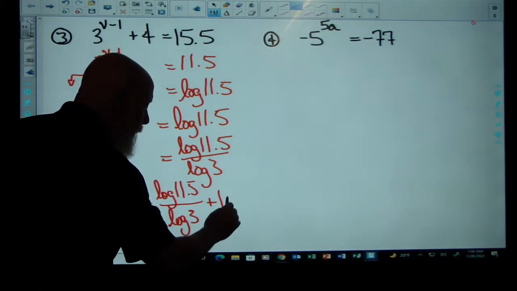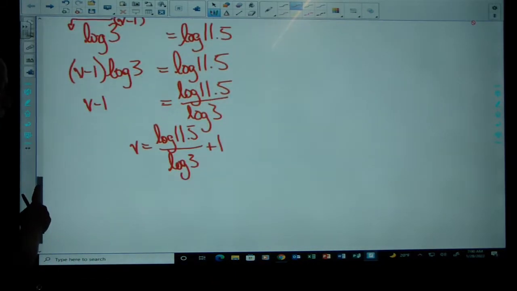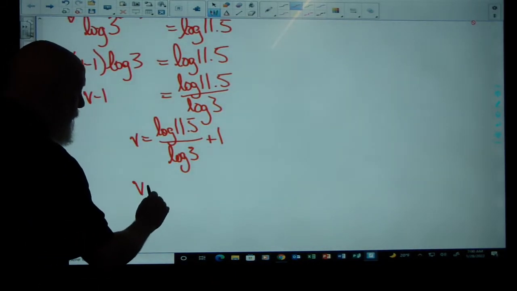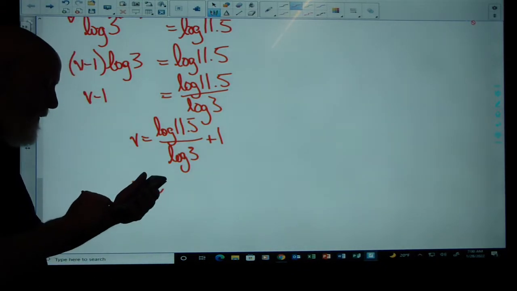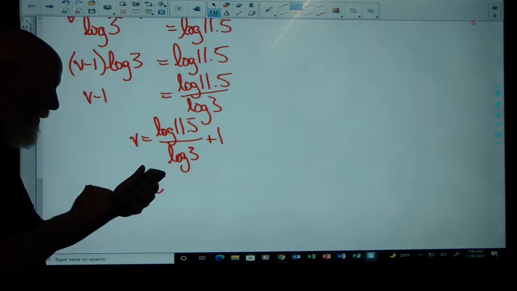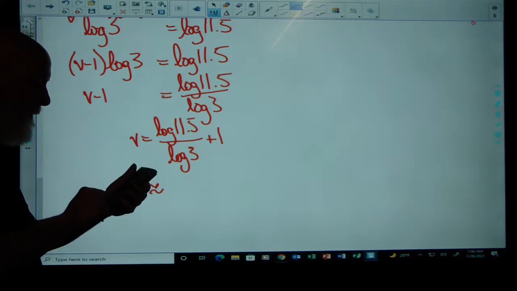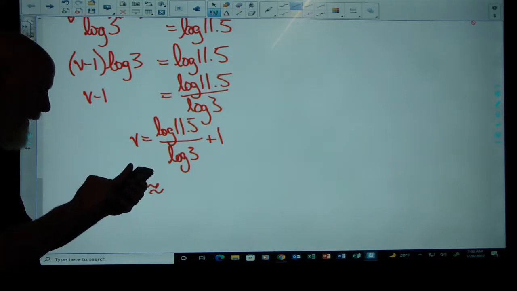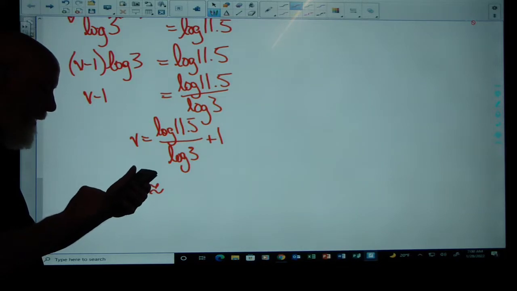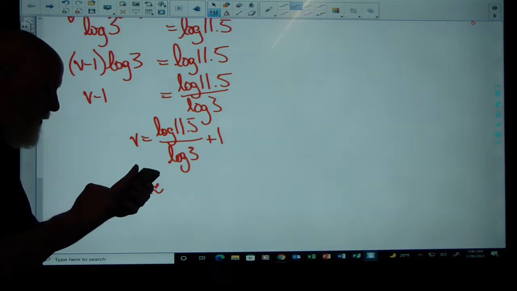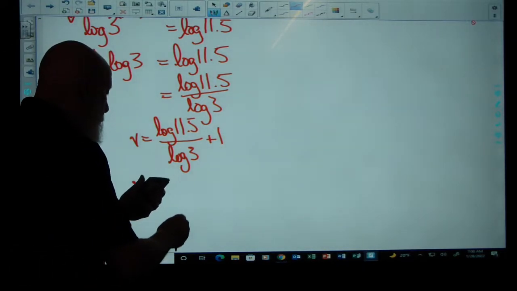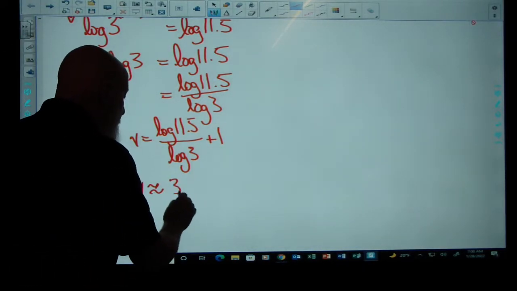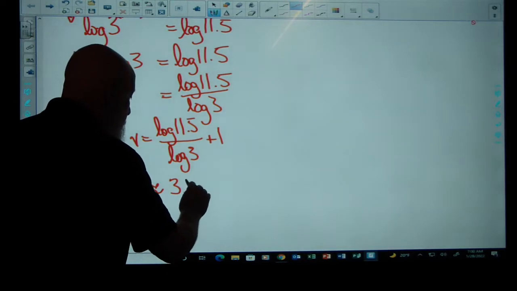Here's my answer, and I'm going to round it to the nearest 10,000th. And that'll be whatever it happens to be. And hopefully I won't mess it up. Log 11.5 divided by log 3 equals plus 1 equals 3.2231. That's approximately. I'm rounding that to the nearest 10,000th.